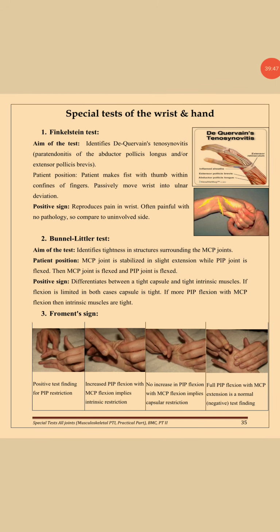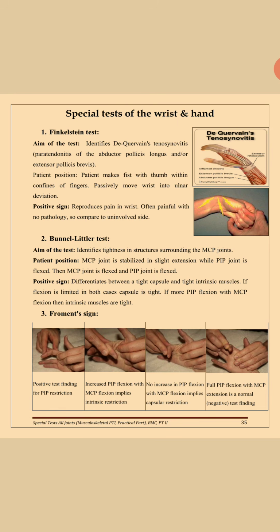Special tests of the wrist and hand. Finkelstein test. Aim of the test: identifies de Quervain's tenosynovitis, paratendonitis of the abductor pollicis longus and/or extensor pollicis brevis.